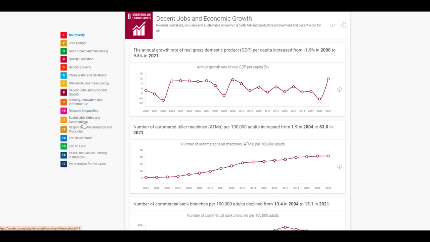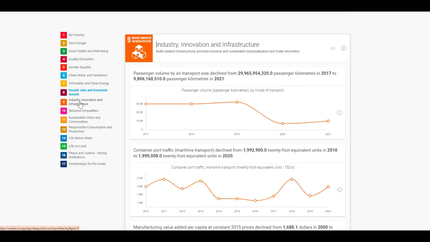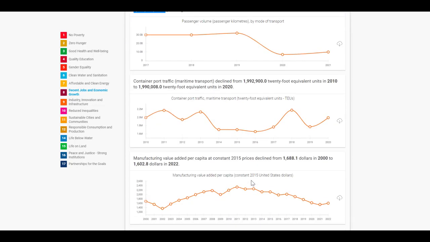Different categories that I can go in and look. Industry, innovation, and infrastructure. I think this would be an important category to look at. This one went over passenger volume by air transport, so that has declined from this amount to this amount. It has really declined in Argentina. So just different things for me to go in and look at, and that might make a difference on how I'm marketing my company and my product and how I get it to a certain location and things like that.